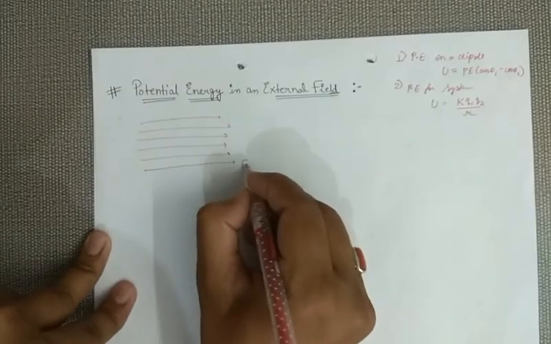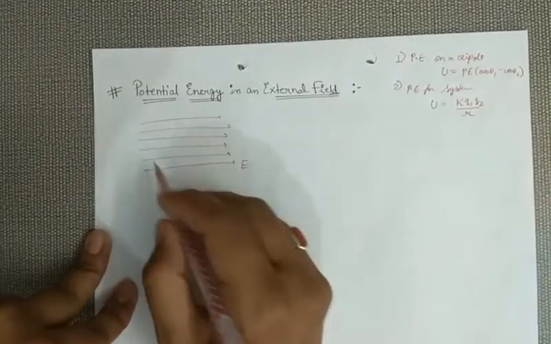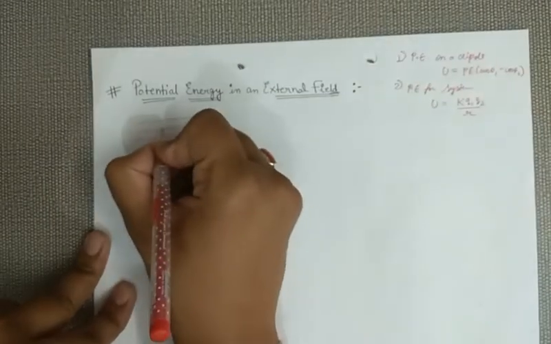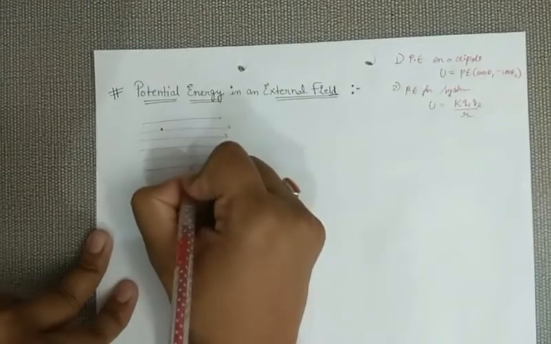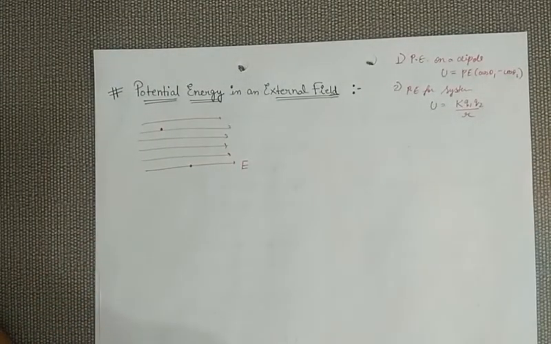Suppose this is an electric field E, and we know that in this electric field there will be electric potential also. Now suppose these are the 2 points, first point and second point. Now what I have to do, I have to bring a charge.